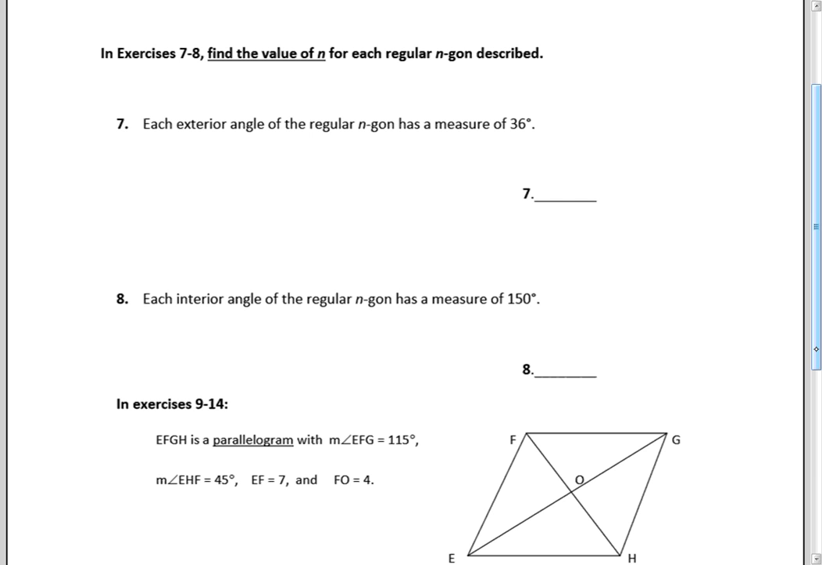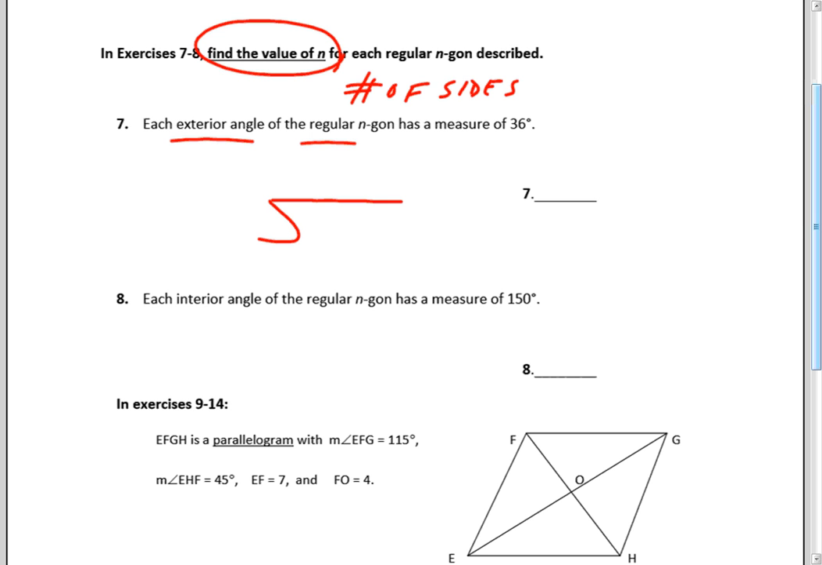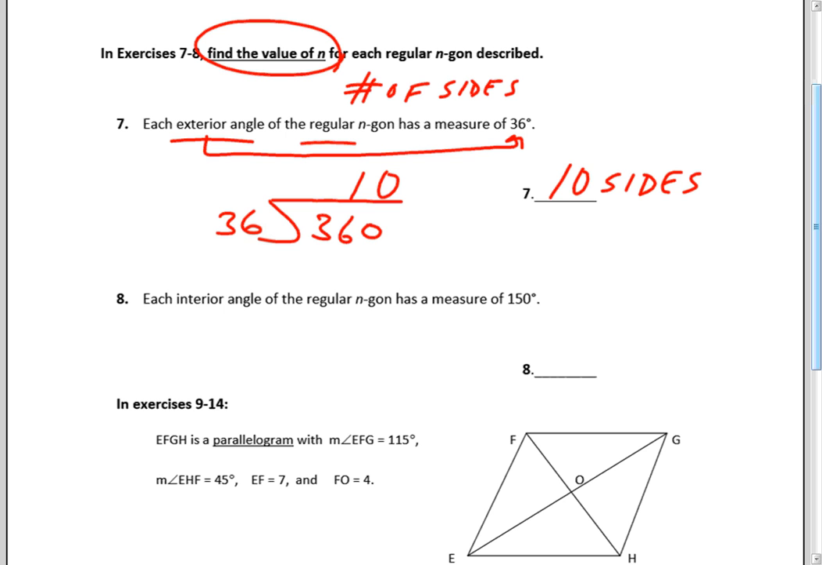Find the value of n. If we're looking for n, what are we really looking for? Number of sides. As soon as regular shows up, I know I can do some division. I'm being given the exterior angle, makes it even easier. Ten sides, and that's all I need. I didn't need to classify this stuff.